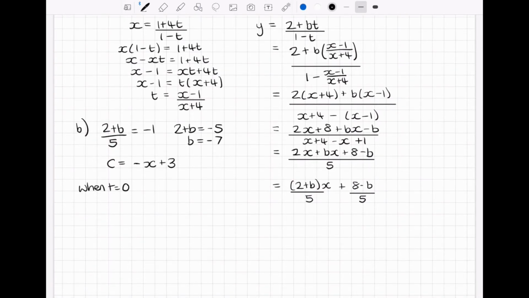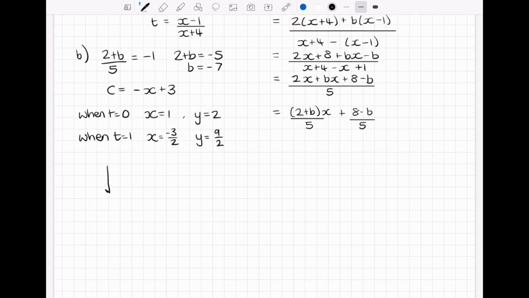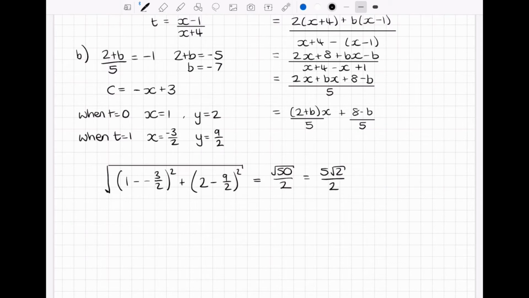This line goes between t equals 0 and t equals 1. So back to my parametric equations, when t equals 0, x is 1 and y is 2. And when t equals 1, if I sub that into my original equations, x is minus 3/2 and y is 9/2. So then we can find the length of this line segment. Using the distance formula between 2 points, we should get square root of 50 over 2, which simplifies to 5 root 2 over 2.